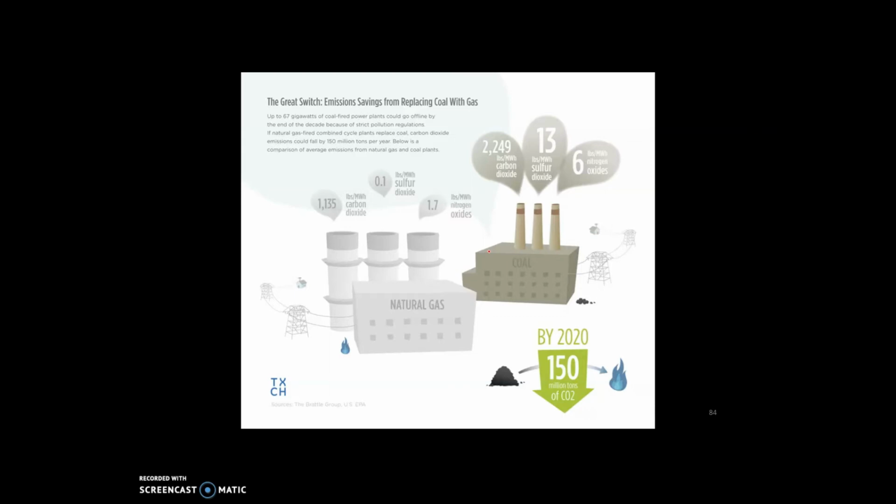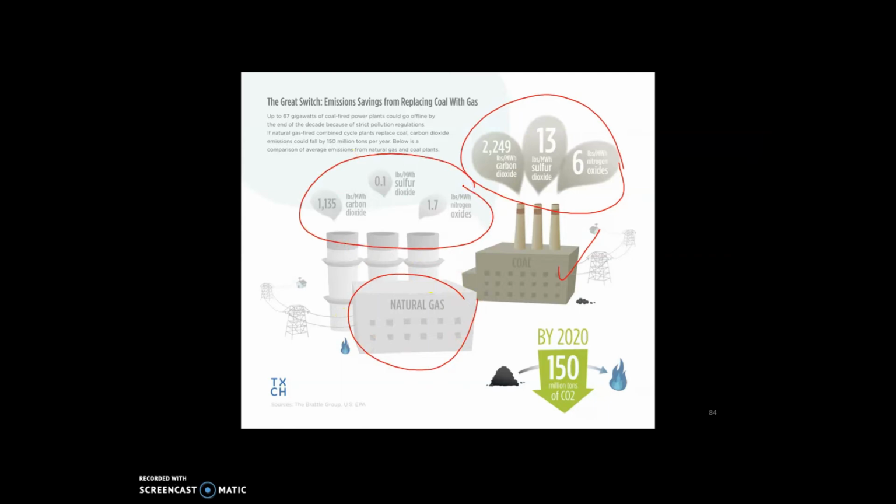So this is the great switch emission saving for replacing coal with gas. We can see here, this one is from coal. This is all the emissions that are produced from the coal power plant, while this is from natural gas. So we can save emissions after we have replaced the coal with gas. By 2020 our aim is that 150 million tons of carbon dioxide can be reduced after substituting the coal with gas.